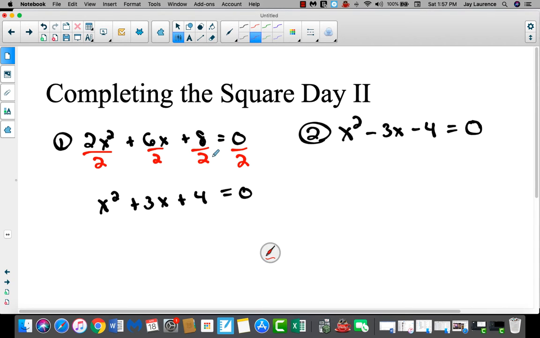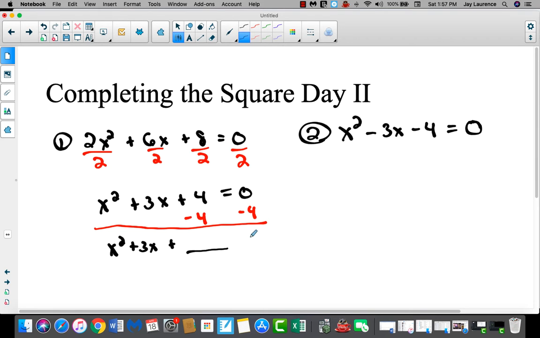Okay. And so I'm going to subtract 4 from both sides. And I will get x squared plus 3x plus blank. And that will equal negative 4 plus blank. And so I will take half of 3, and square it, 9/4. And so I'll put a 9/4 over here.